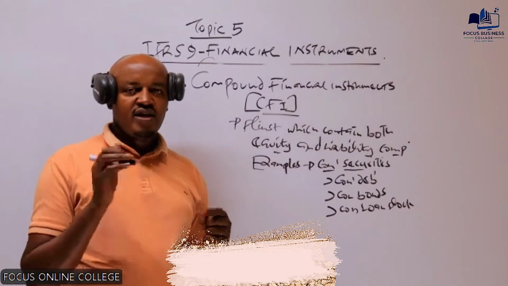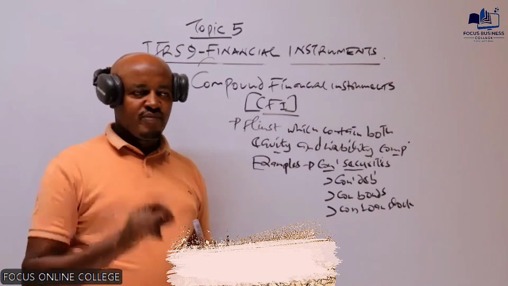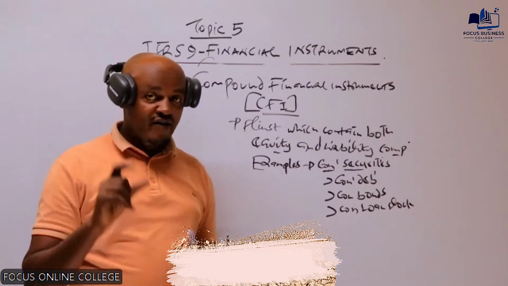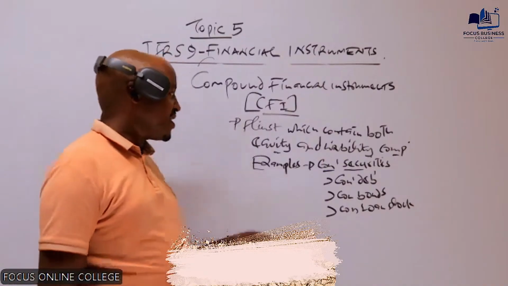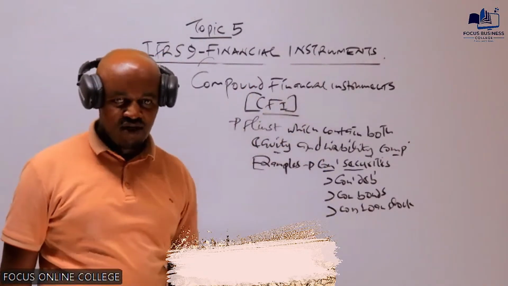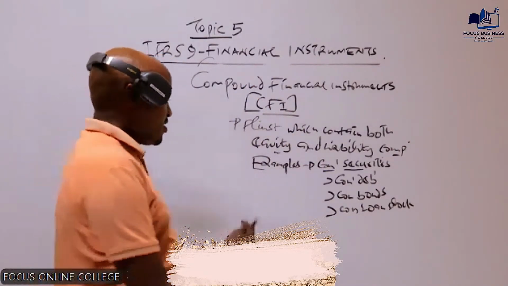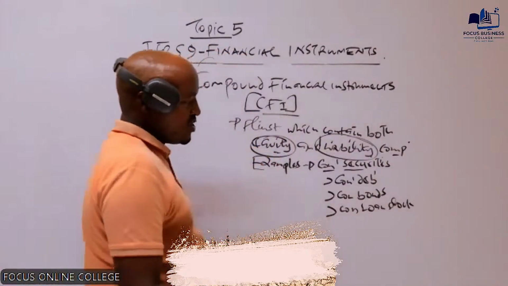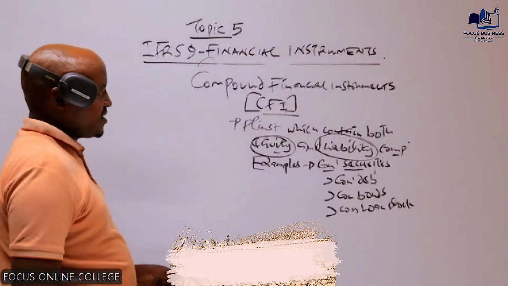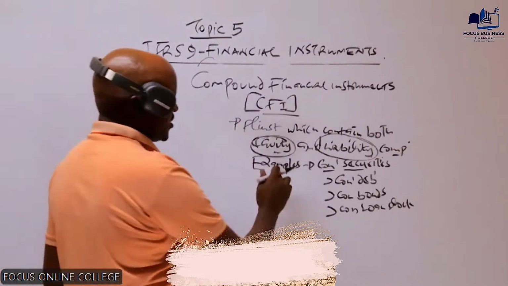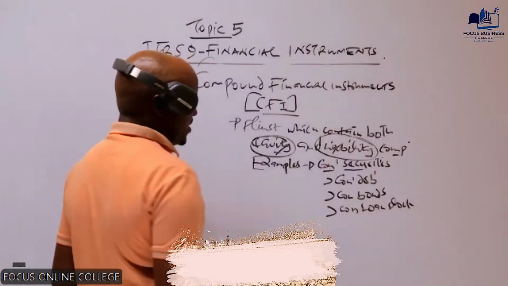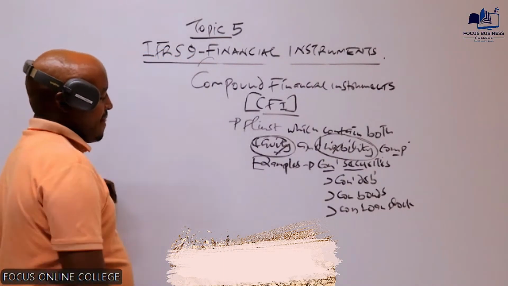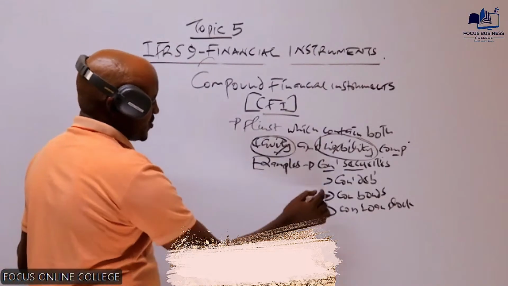So anytime you come across a debt instrument, like debentures, bonds, or loan stock, which are convertible, then we say that they are compound financial instruments. They contain both equity and liability components. Now, why do we say that these compound financial instruments contain equity and liability components? Two reasons.